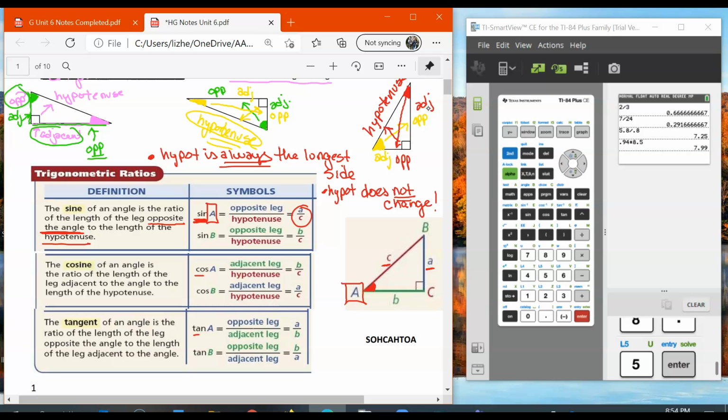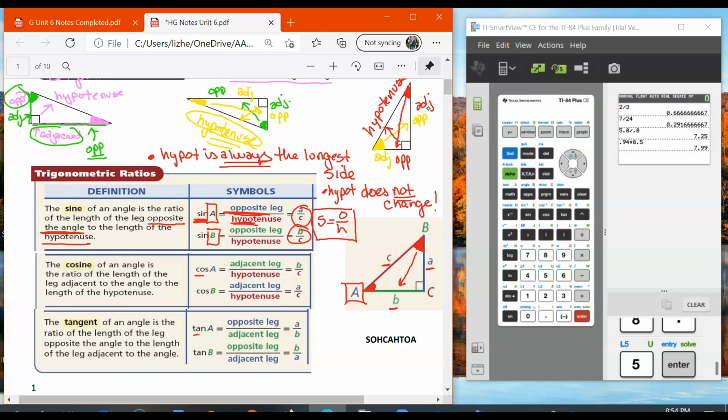Whereas if I was doing the sine of B, well, now I'm doing it in terms of angle B. So now I'm up here at this angle. Which side is opposite of angle B? Little b over hypotenuse, right there. So as you do your trig, what you need to remember is that sine is always opposite over hypotenuse. You can remember that S equals O over H. Sine is opposite over hypotenuse.